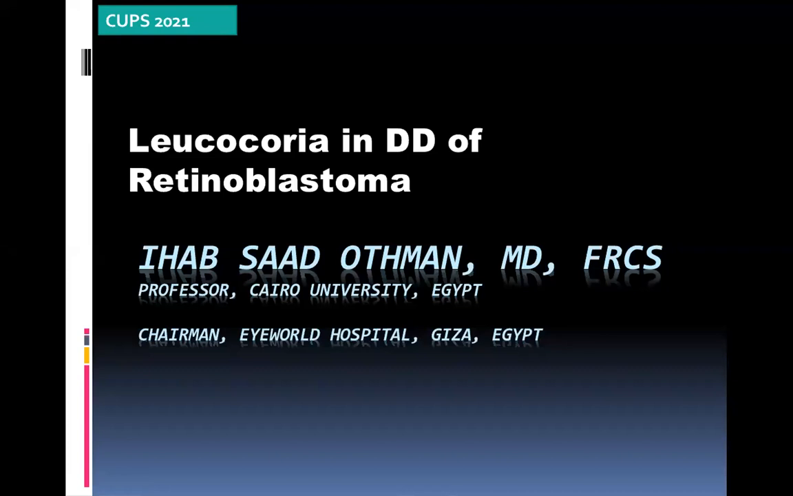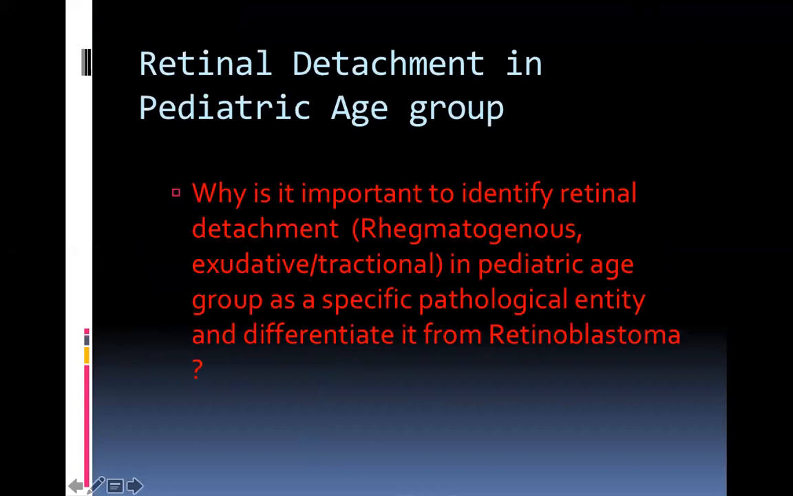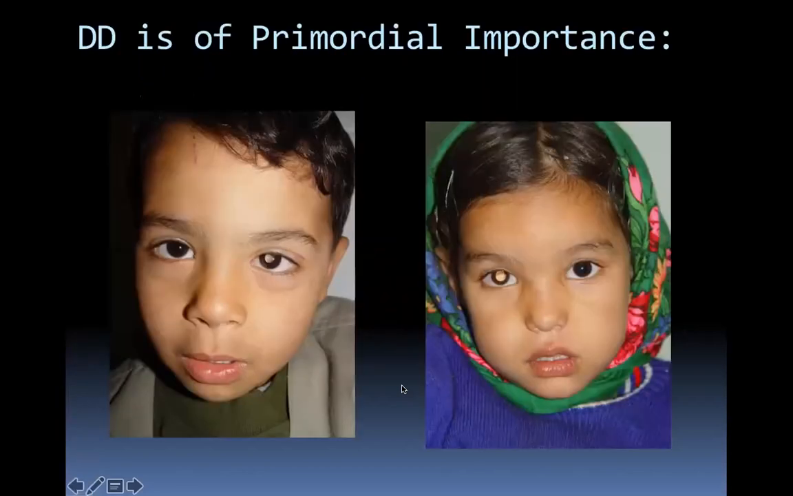experience and perspective. We meet those cases amply in Egypt, and it's really important to make the distinction and to see the differences. Why so? Because it is important to identify retinal detachment in this pediatric age group, whether rhegmatogenous, exudative, or tractional, and the type of detachment, of course, to differentiate it from retinoblastoma. You know, retinoblastoma is a big issue.